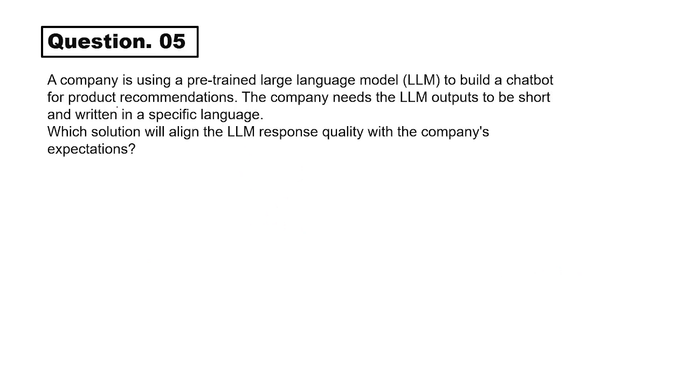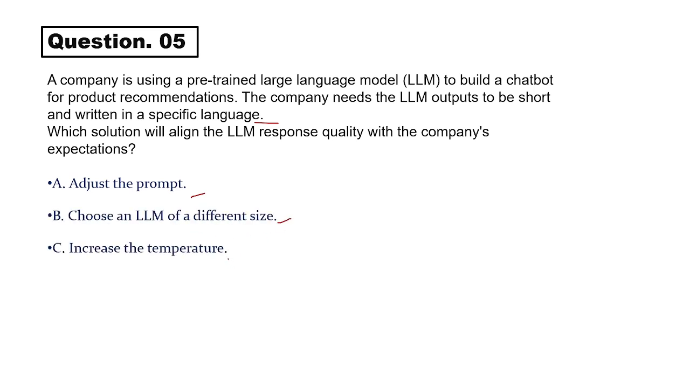Now, question number 5. A company is using a pre-trained large language model to build a chatbot for product recommendation. The company needs the LLM output to be short and written in a specific language. Which solution will align the LLM response quality with the company's expectation? Here are the options. Option A, adjust the prompt. Option B, choose an LLM of a different size. Option C, increase the temperature. Option D, increase the top K value.